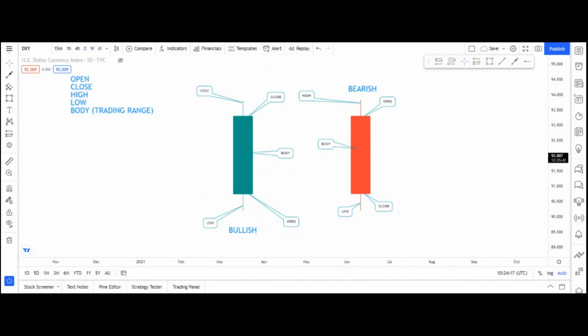So the body is where if price moves, you make profit. The open is just where price opened at. The low is just the lowest point price went to. The high is the highest point price went to. The close is where price closed at. That's their function.